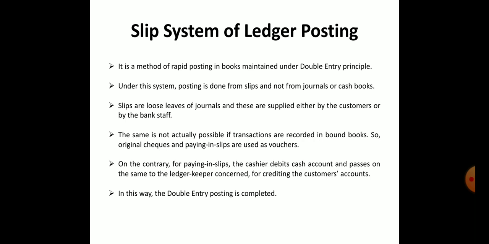So the slip system of posting is basically when we refer to the vouchers and prepare the accounts; that is known as the slip system of ledger posting. Under this system, posting is done from the slips and not from the journals or cash book. Slips are loose leaves of the journal, and these are supplied either by the customer or by the bank staff. The same is not possible if transactions are recorded in bound books, so original cheques and paying slips are used as vouchers. For paying slips, the cashier debits the cash account and passes the same to the ledger keeper concerned for crediting the customer's account. In this way, the double entry posting is completed.